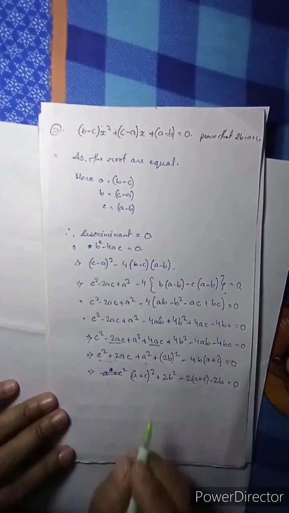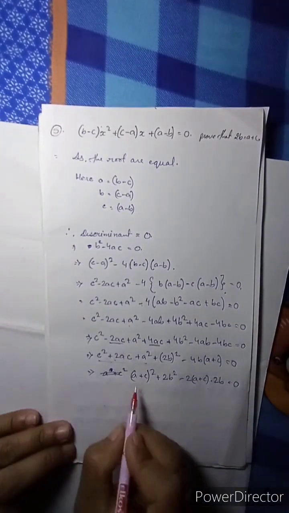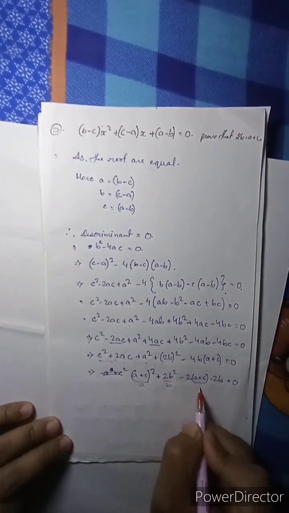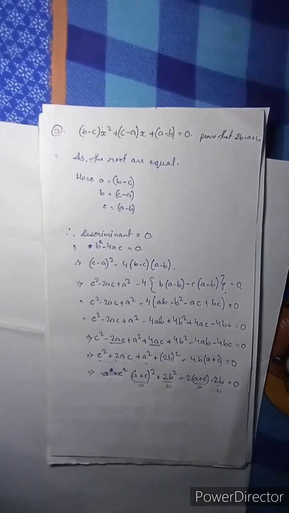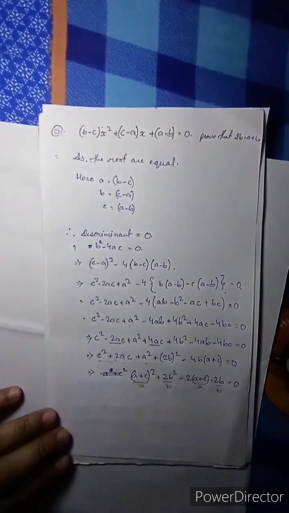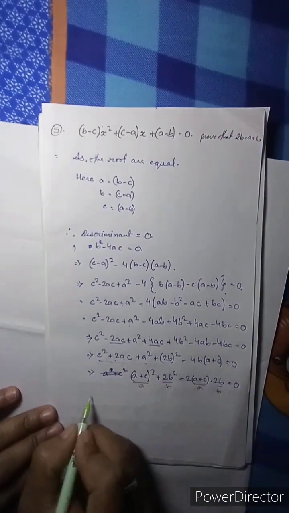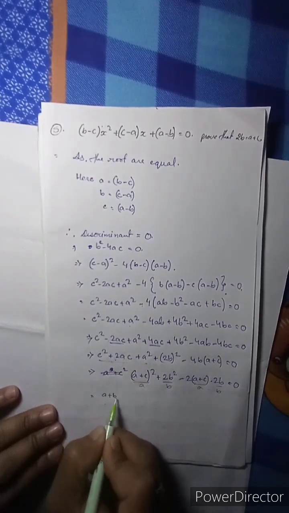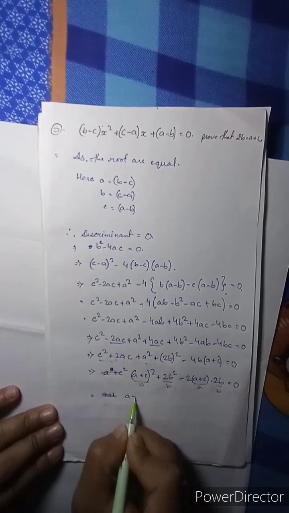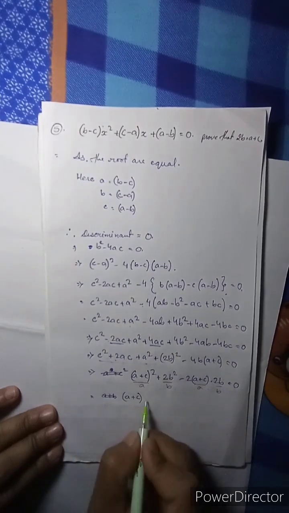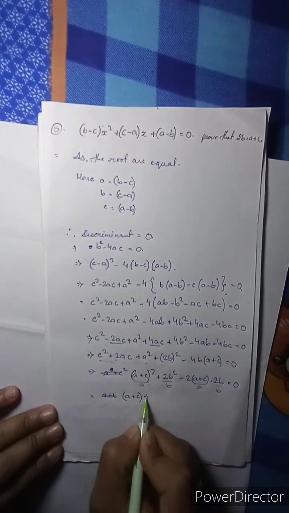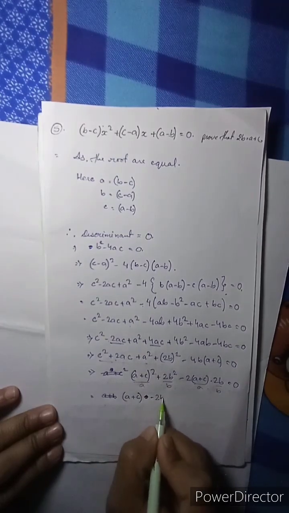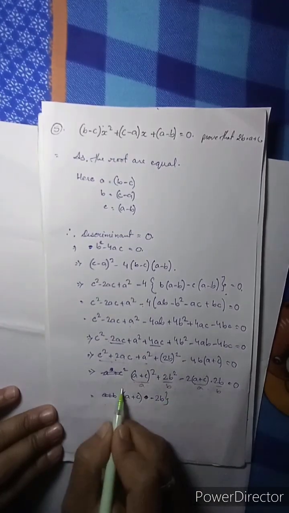Now just have a look. If I assume this as A and this as B, there is one formula that we know, so I can write this as (A plus B) minus 2B, in the second whole square.